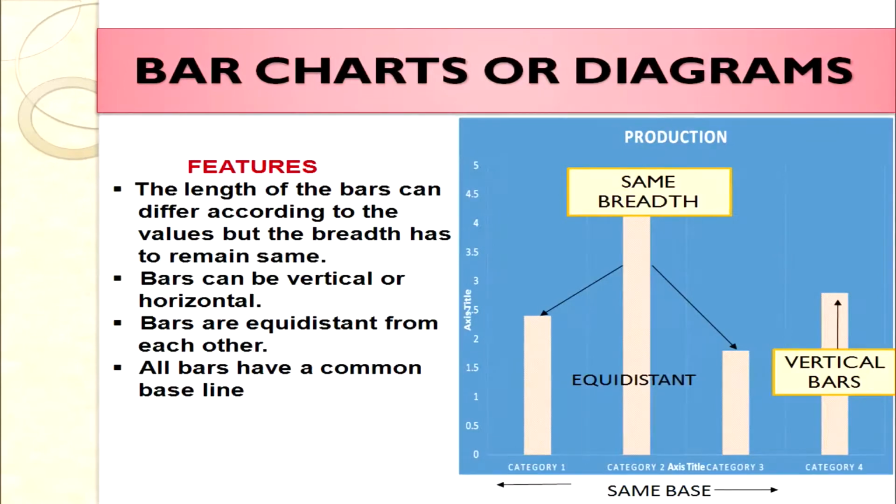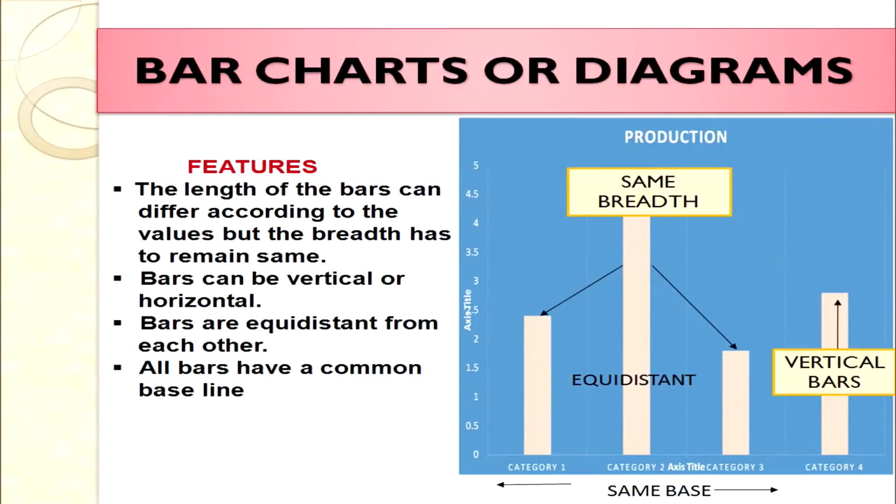Let us discuss the key features of the bar charts. The very first key feature, with the help of this diagram we can observe, is that the length of the bars can differ according to the values. The lengths are going up and down, that means they are varying, whereas the breadth remains the same. In all the bars, all the rectangles, the length changes, but the breadth remains the same. Now, these bars can be vertical or horizontal. Over here, the picture is drawn in vertical form, and vertical is more popular. We normally do not draw horizontal bar diagrams.